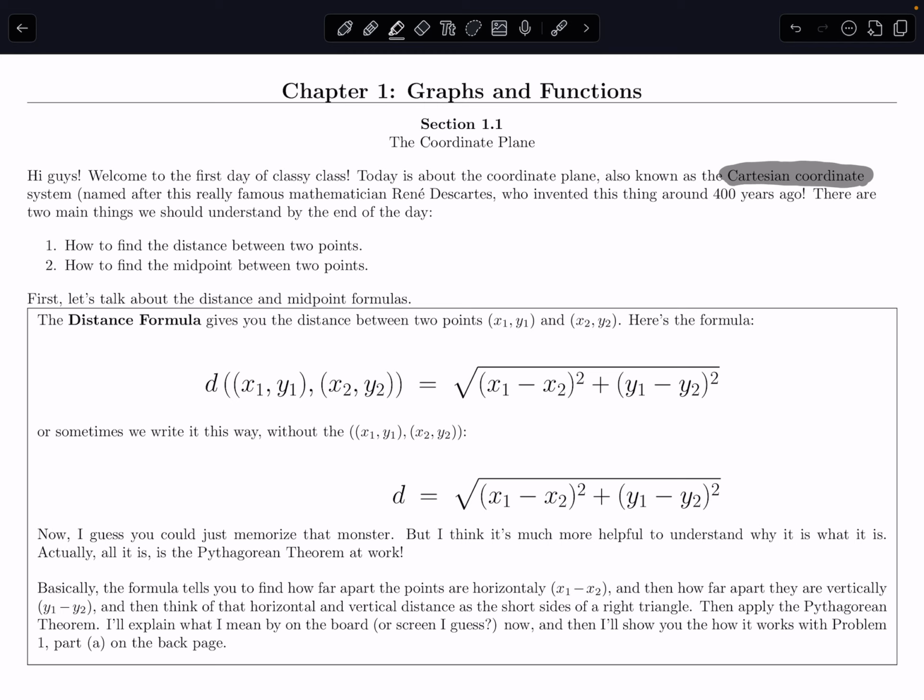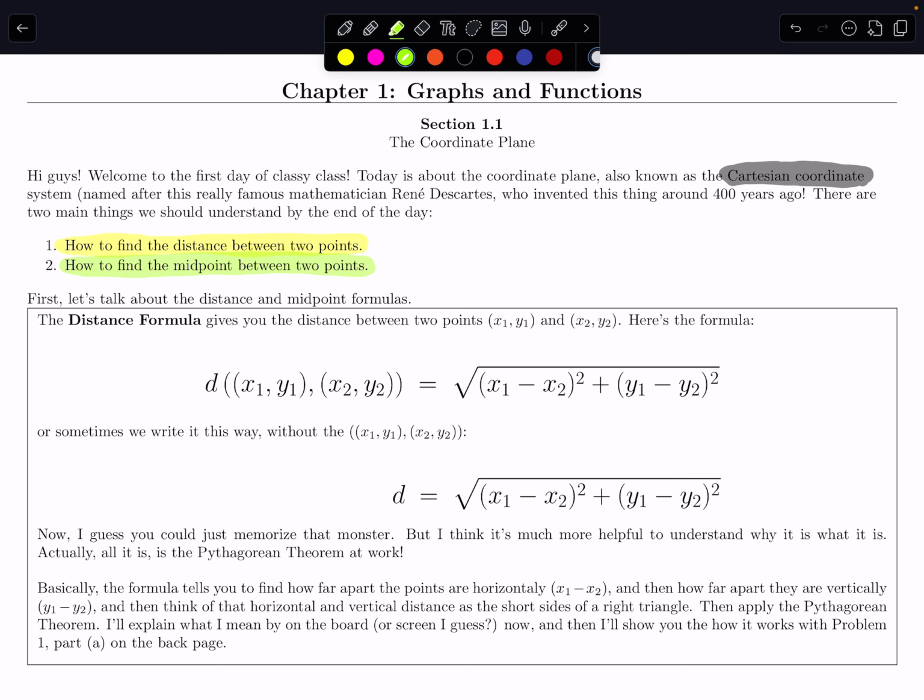And there's two main things that we're trying to learn today. Number one, how to find the distance between 2 points, and we'll do that using the distance formula. I'll explain where that came from in a bit. And then number two is how to find the midpoint between any 2 points, and I'll explain the theory behind that as well.